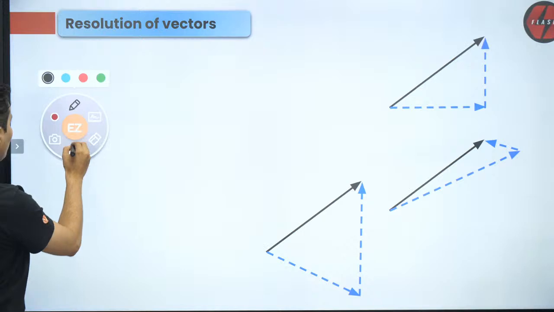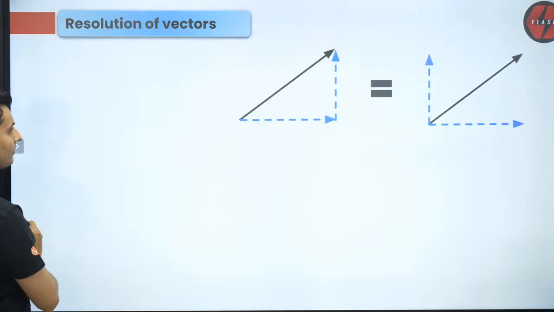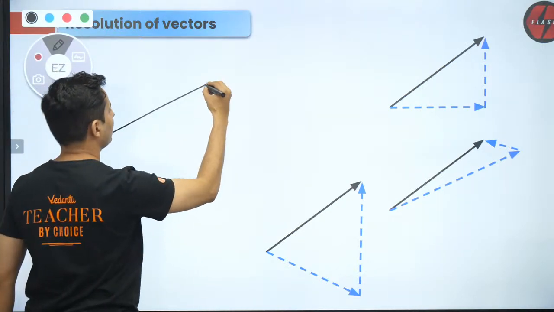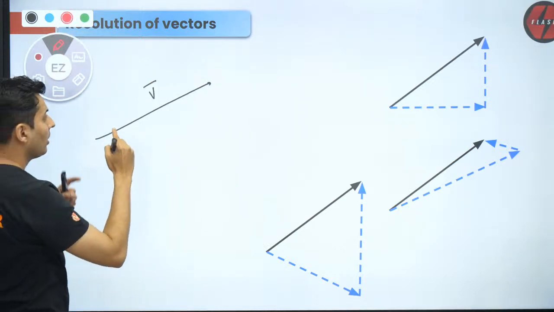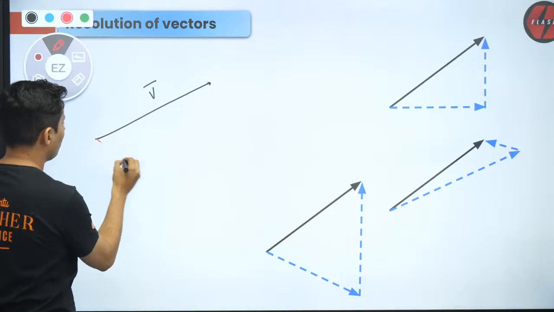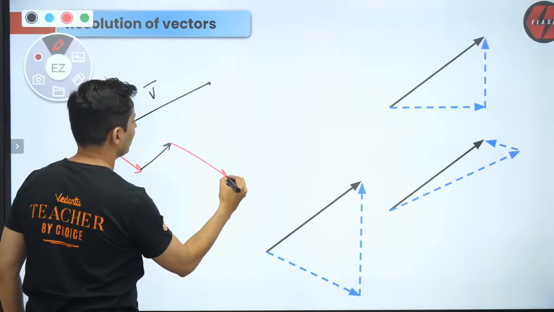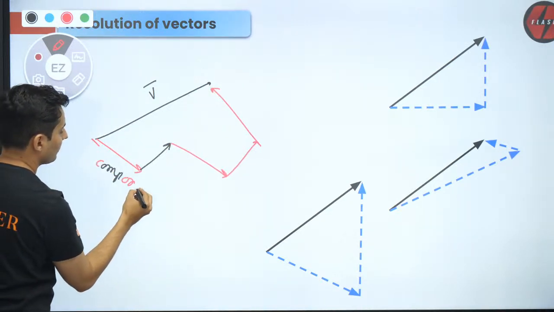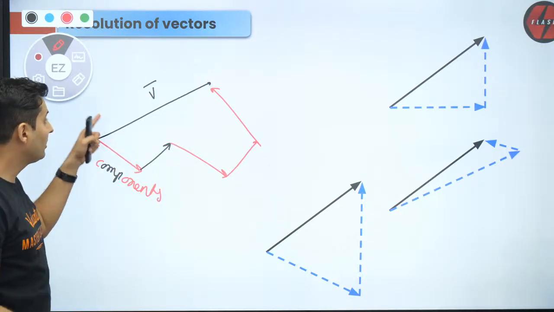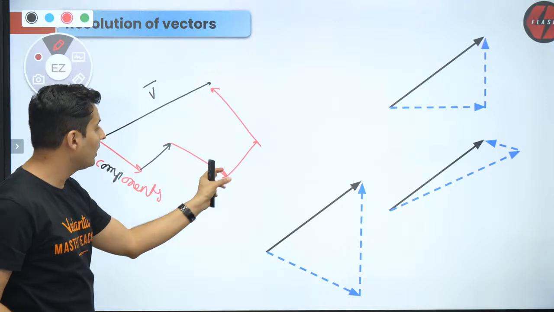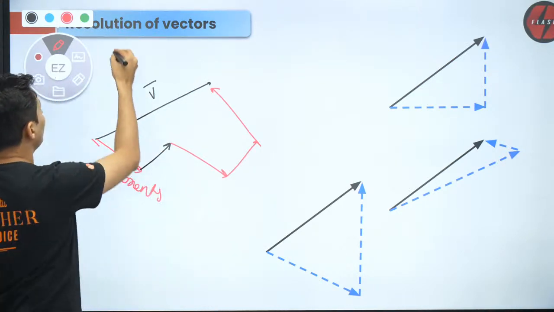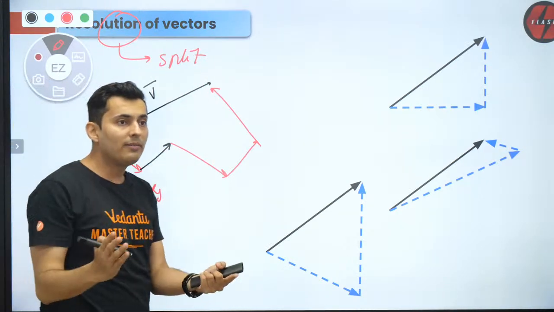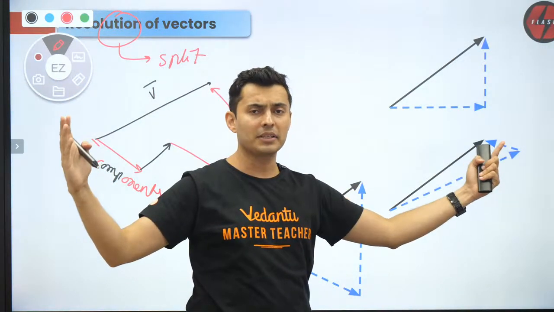Meaning, imagine I have a vector like this. This vector can be thought of to be made up of two or more vectors. Example, this vector plus this vector plus this vector plus this vector plus this vector. Each of these vectors are called components. And the process of splitting this vector into small, small vectors is called resolution. So this word resolution means splitting. So splitting vectors is called resolution. How many ways are there to split a vector? Numerous ways, infinite ways to split a vector.